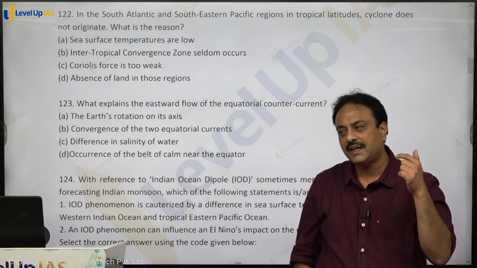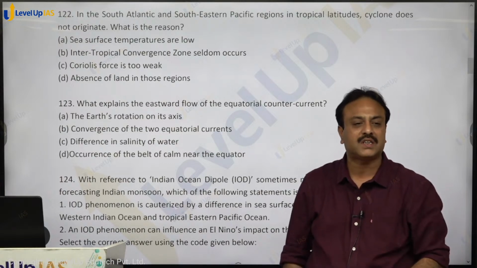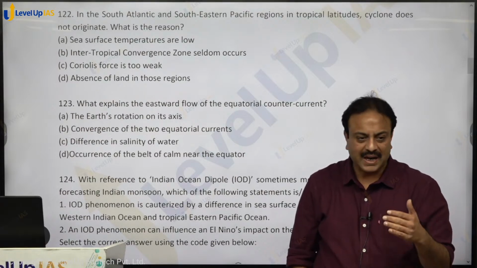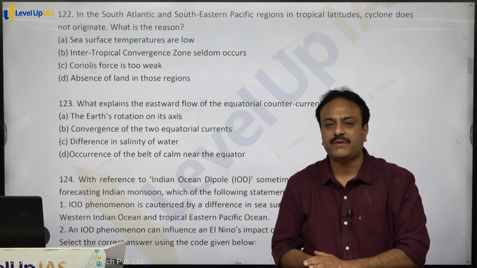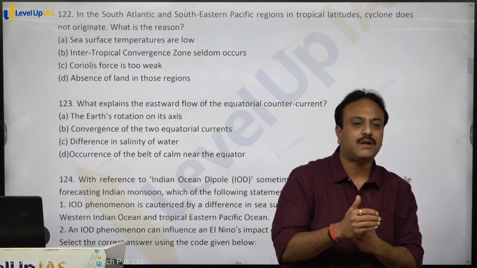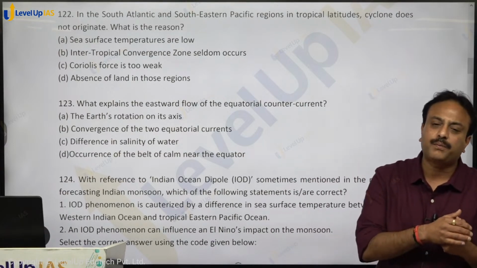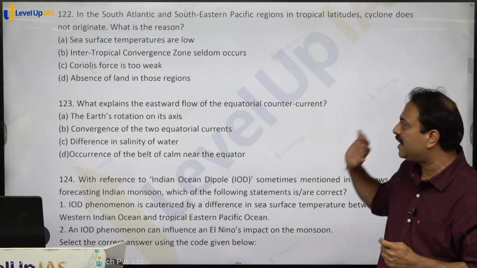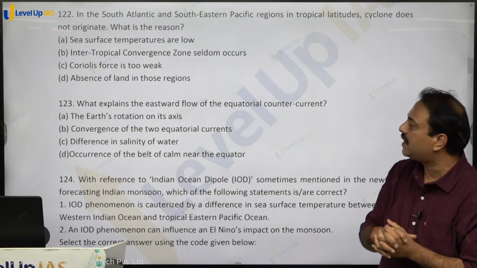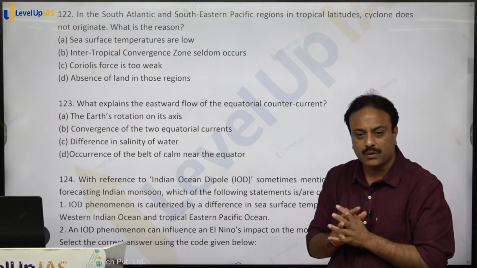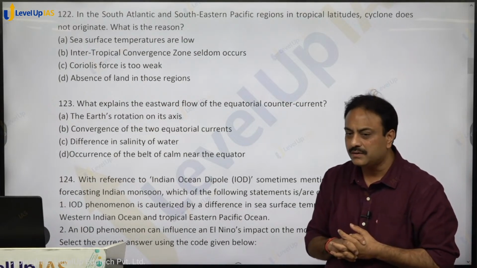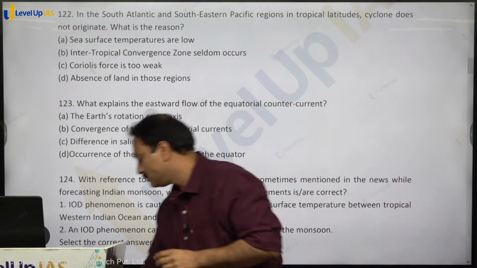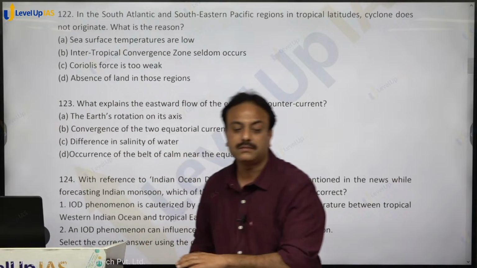Shifting of ITCZ is pronounced in the northern hemisphere, it is less pronounced in the southern hemisphere because it is affected by the landmass. So the landmass present in the northern hemisphere causes a deflection of ITCZ northward with the apparent shift of position of the sun in the northern hemisphere, right? So intertropical convergence zone seldom occurs is the right answer to this particular question. Clear on that?